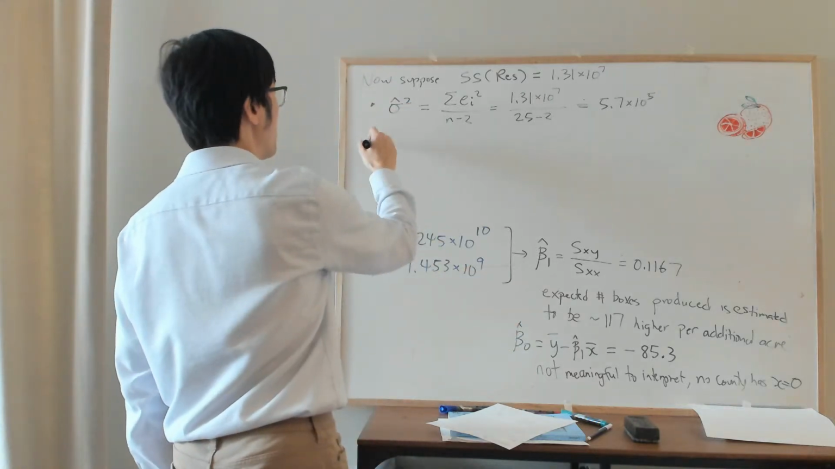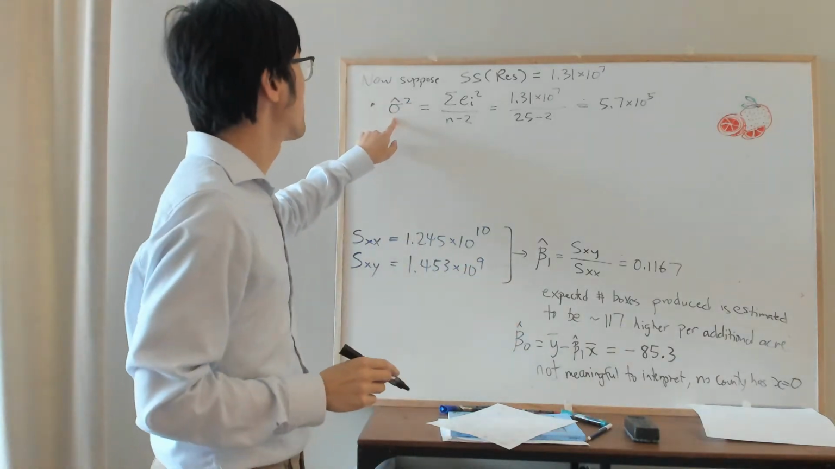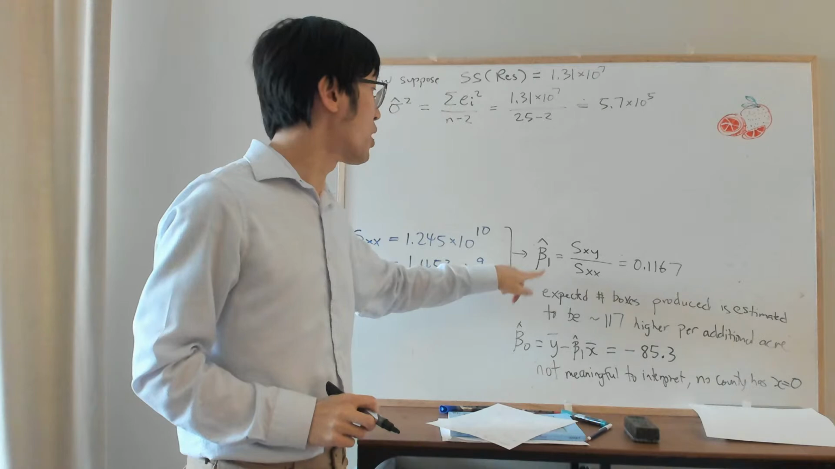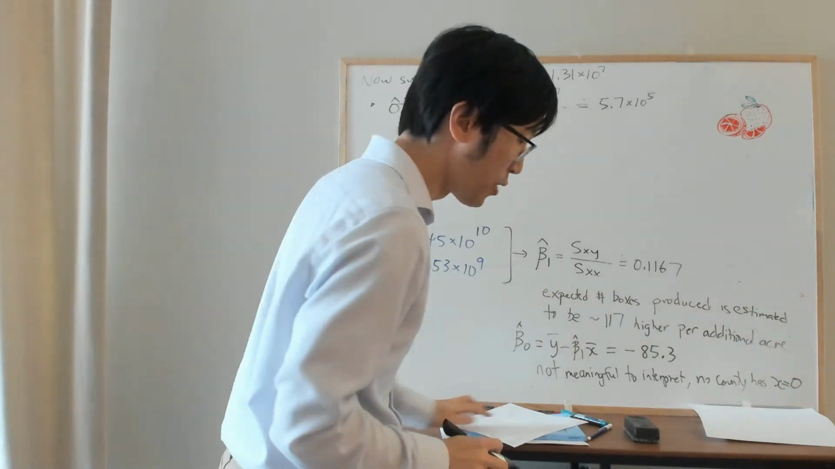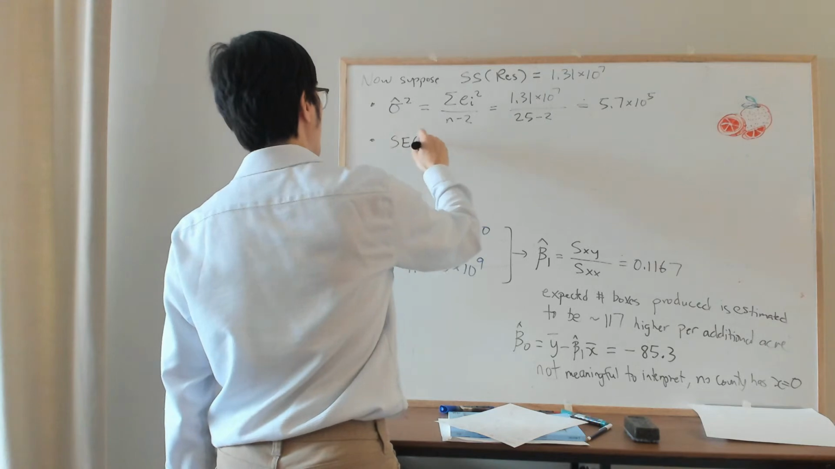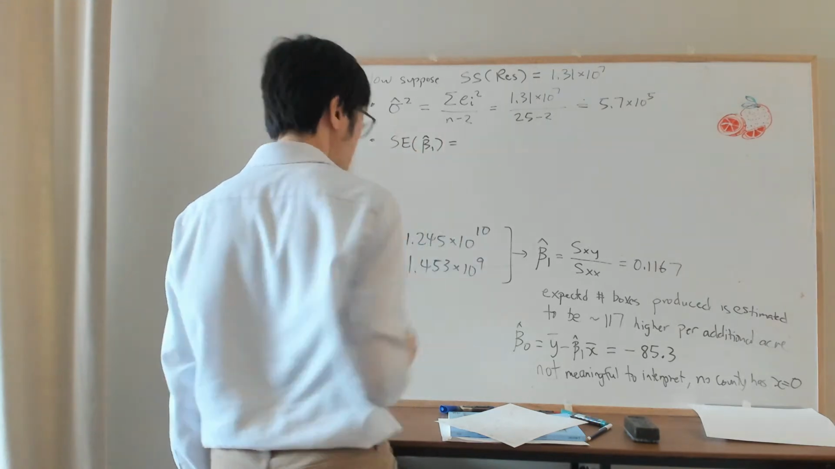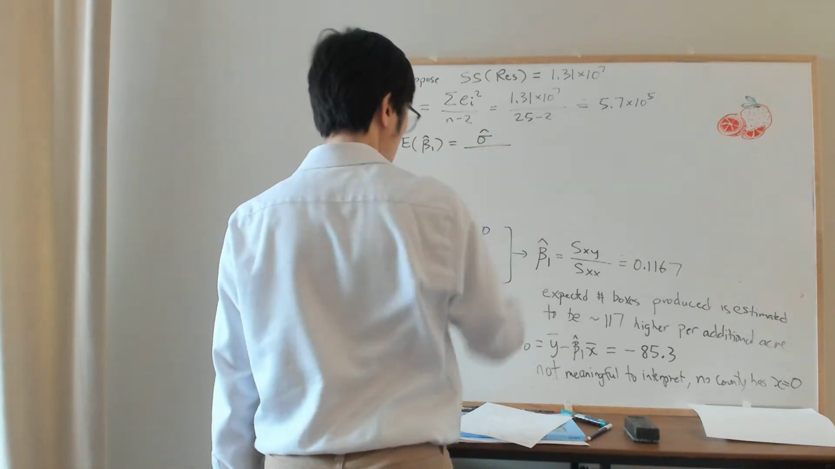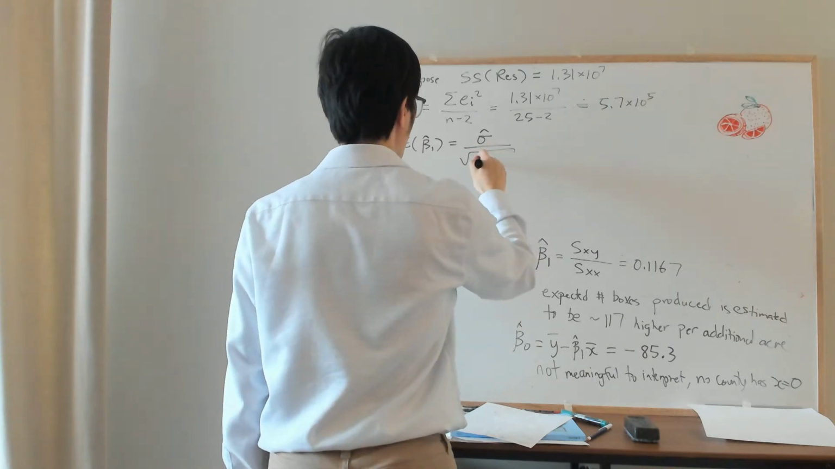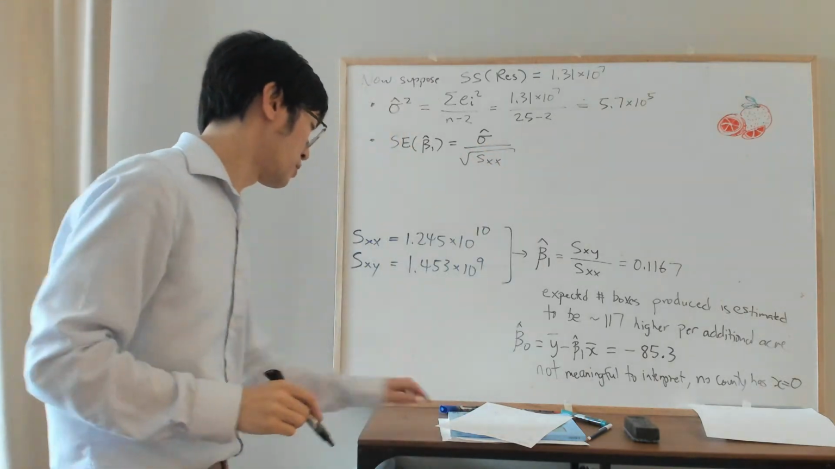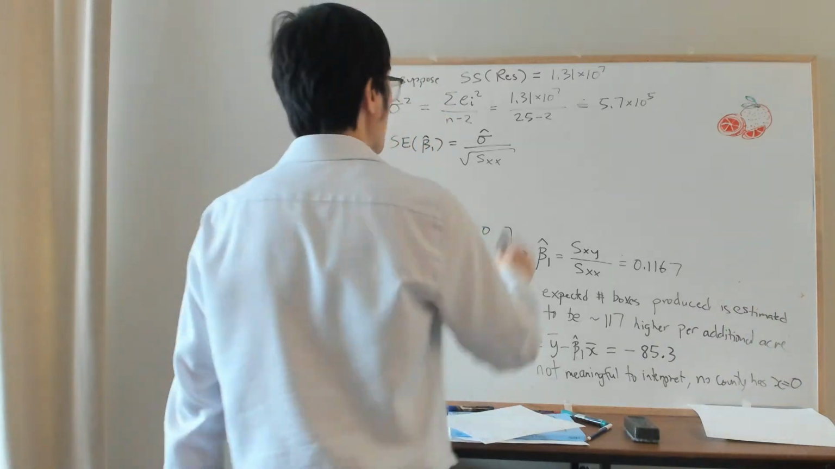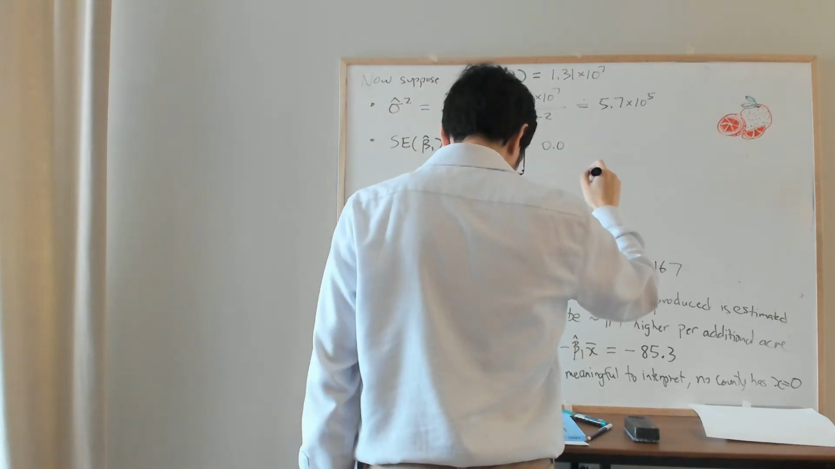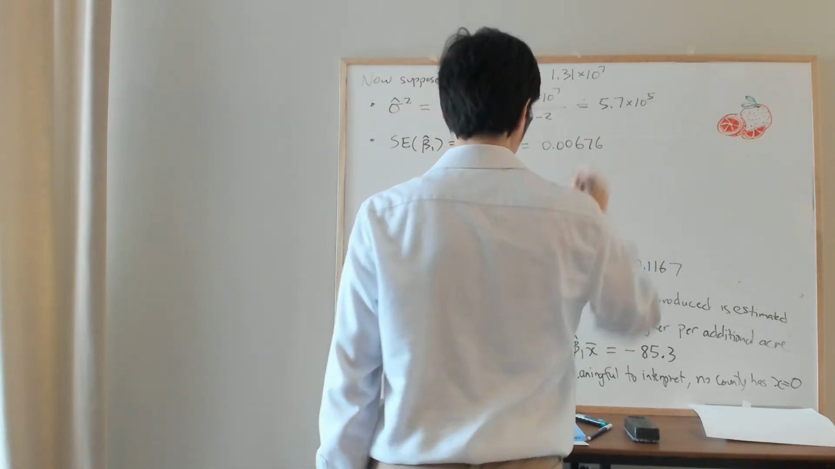Okay, and once we have the estimate of sigma squared, now we actually have enough information to also compute the standard error of the slope parameter. Okay, so that's SE of beta 1 hat. So our formula from last time said it's sigma hat divided by the root of the sum of squares x. Okay, so we calculate that. That comes out to be about 0.00676.